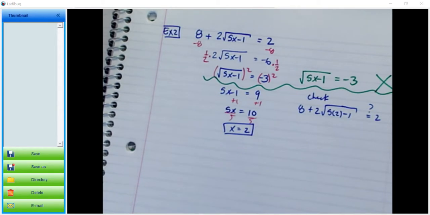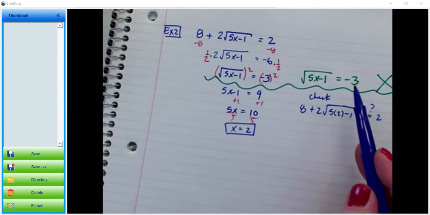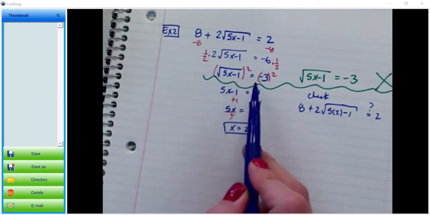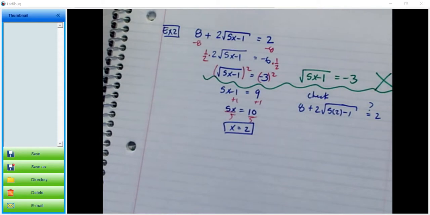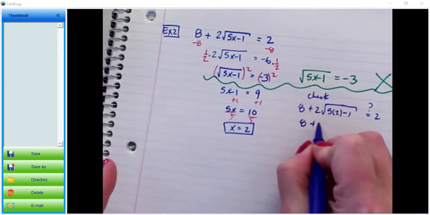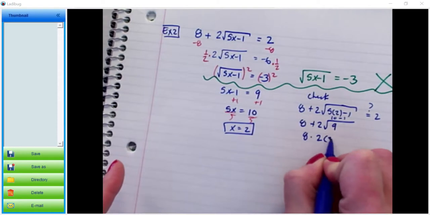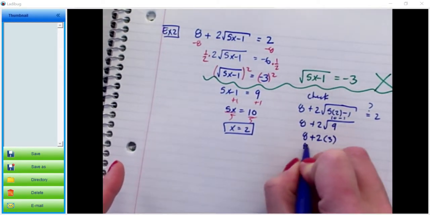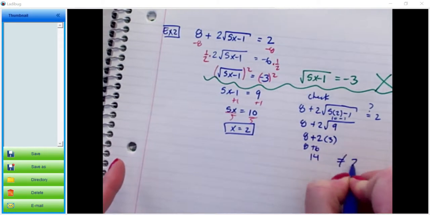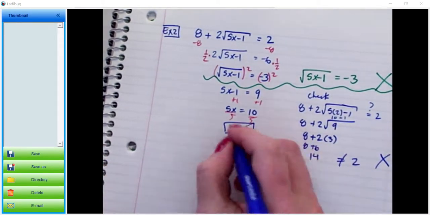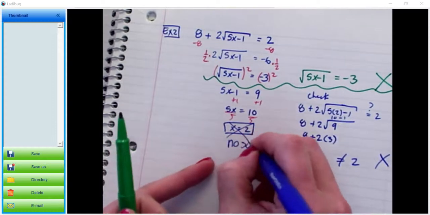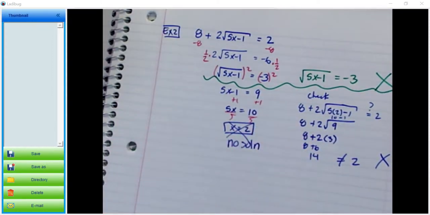How do you tell? Well, you can look carefully at each line and make sure that it makes sense. This one, I can pick up pretty easily because square roots cannot be negative. A cube root, if it was a cube root, is fine. Square root's not fine. So I'm going to check it. 10 minus 1, so I get 9. So 8 times 2 times 3, oops, sorry, plus. 8 plus 6 is 14, which is not 2. And so you have to cross this out and say no solution.